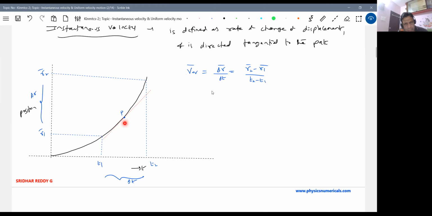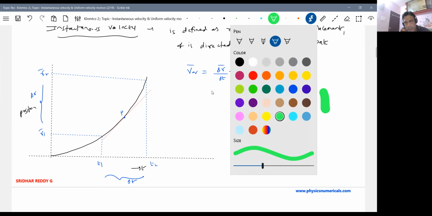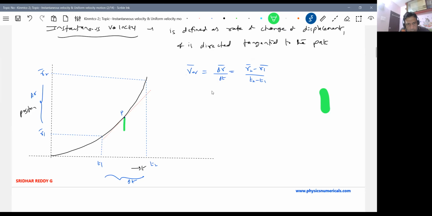Then here, if delta t tends to 0, it means t2 comes very close to t1. So what happened now to delta t? Earlier, this was a delta t, no? Delta t tends to 0, I'll make it very small. Tends to 0 means it becomes very small. When delta t tends to 0, we'll call that dt. Then this will become dr bar.